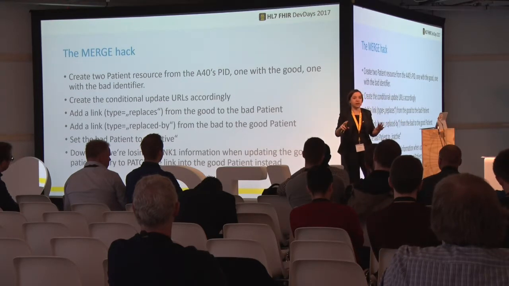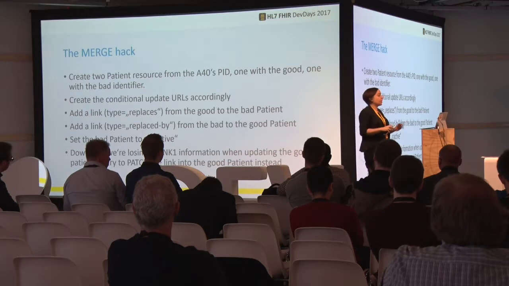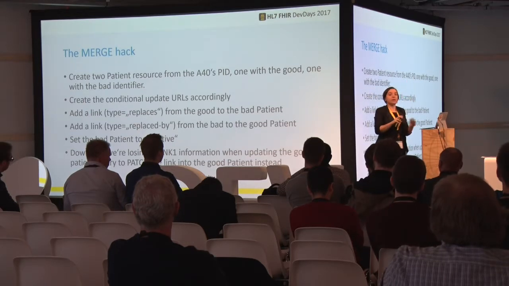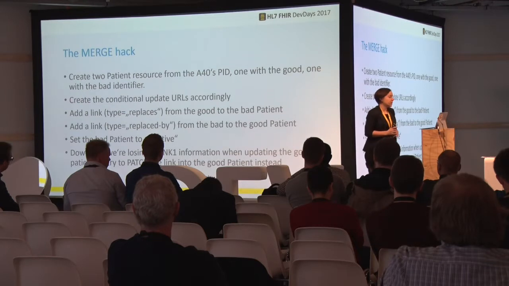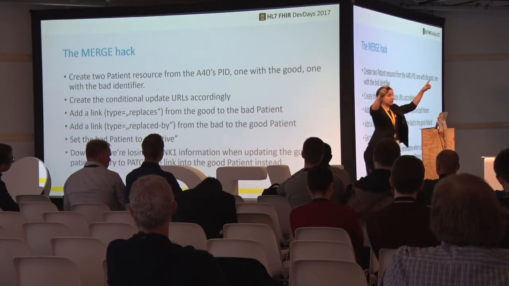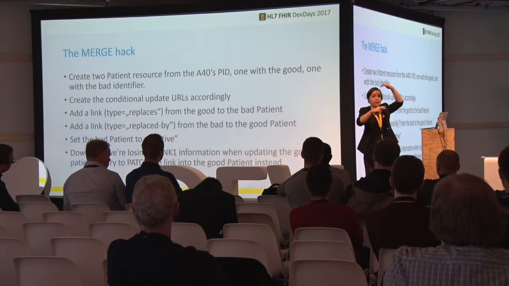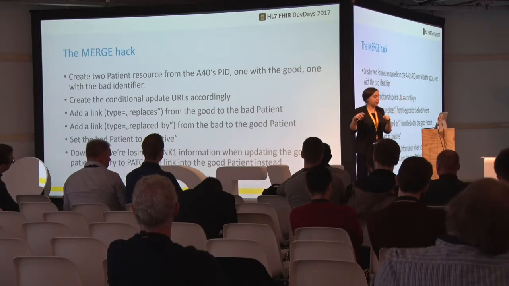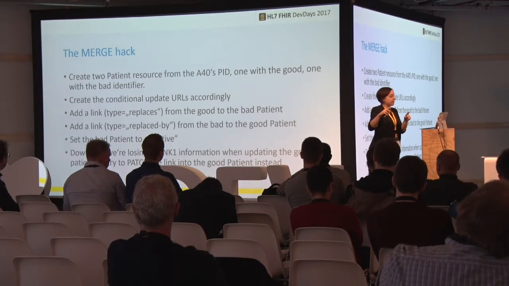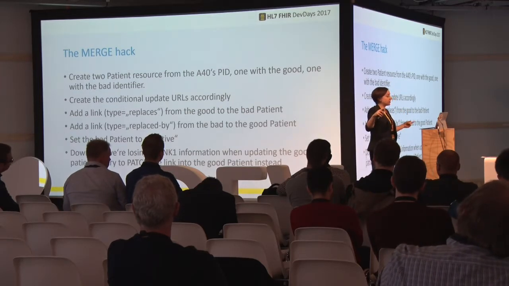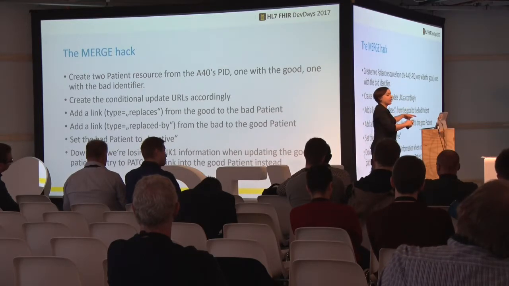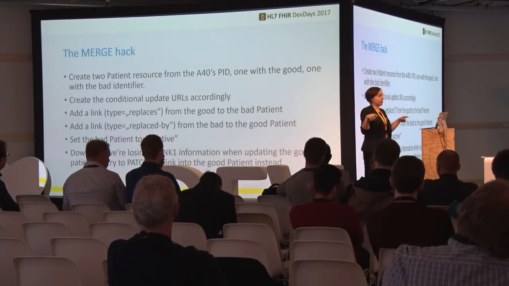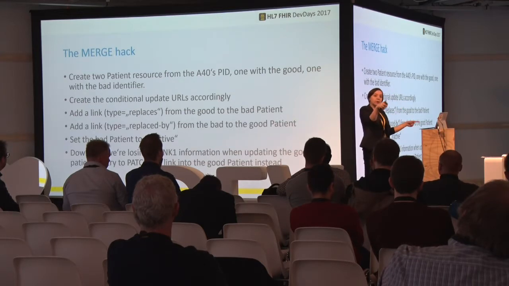I create them from the information that I have in the PID. One of them is going to have the good ID, and one has the bad ID from the merge segment. Then I create the conditional URLs accordingly so that we update both of these patients, the good and the bad, and we add links to these resources. The good patient gets a link to the bad patient that says this patient replaces the old one. And the bad patient gets a link that says this resource has been replaced by the other patient. So they are pretty much links going in both directions.